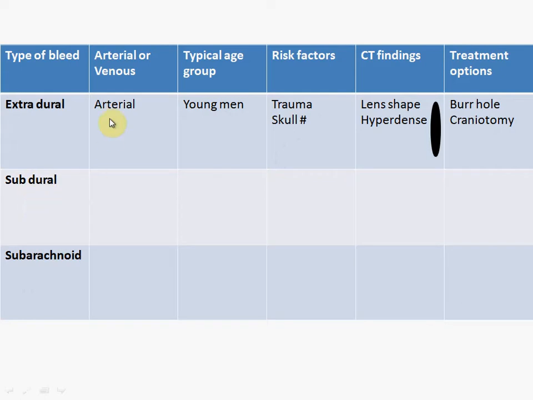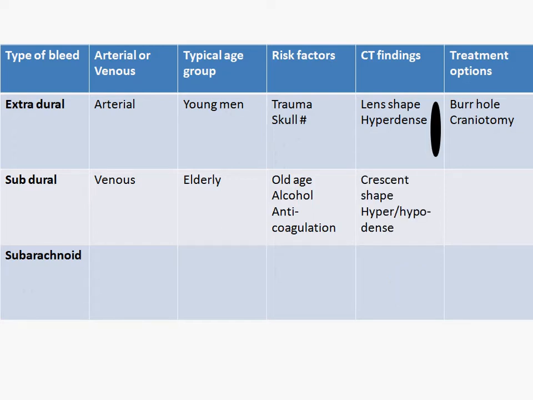Okay, a subdural. Arterial or venous? Well, these are typically venous. The age group? Well, these are typically older people, elderly usually. The risk factors: being old and alcoholism and anticoagulation, of course. There we are.